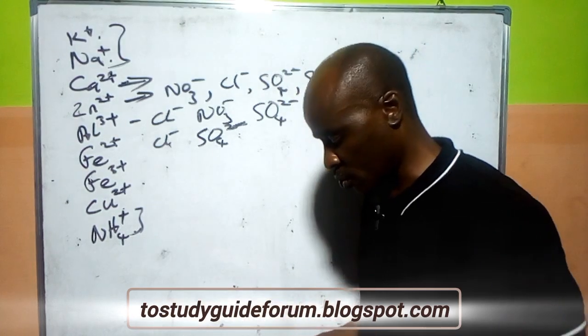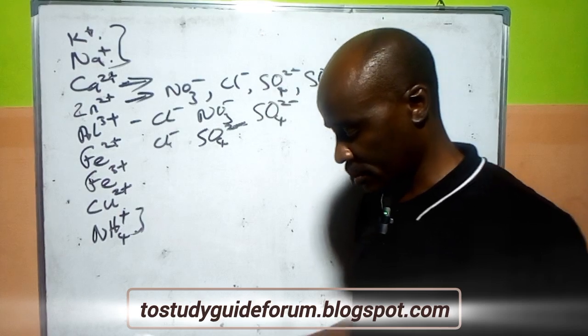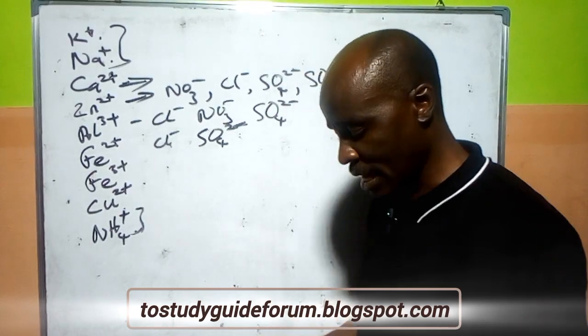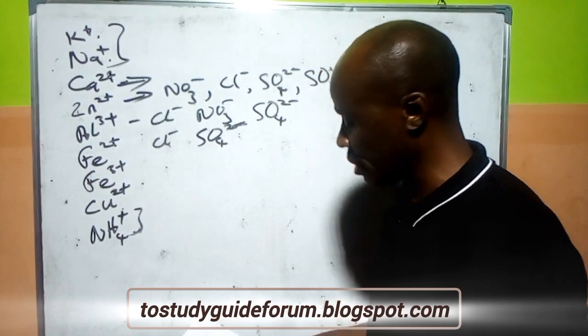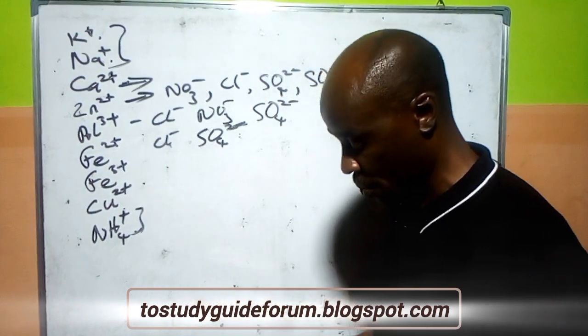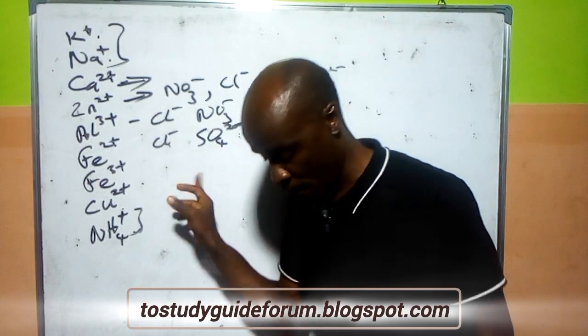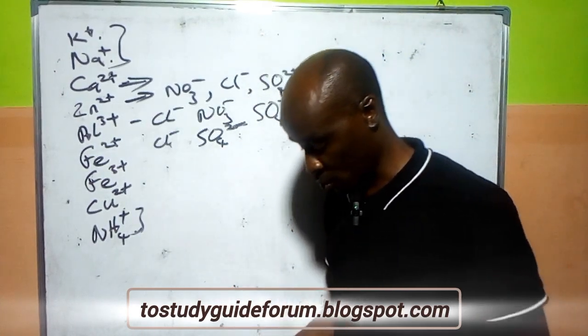Iron 2 nitrate is also soluble. These are the ones I can remember. Actually, there are other ones. We also have iron 3 chloride, we have the iron 3 ion. We have iron 3 chloride soluble, iron 3 tetraoxosulphate 6 soluble, and then we have iron 3 nitrate also soluble.